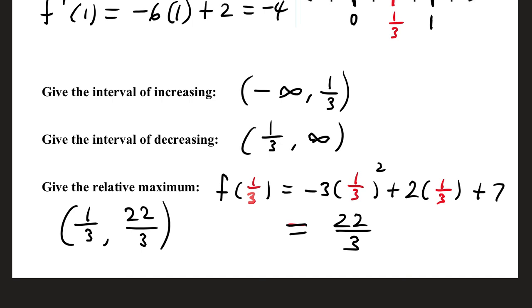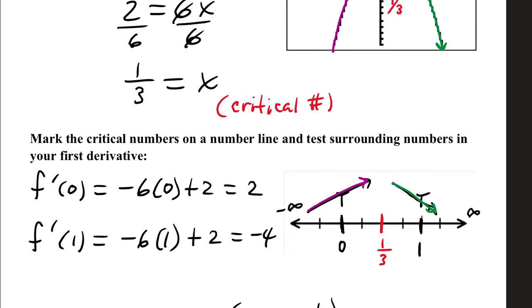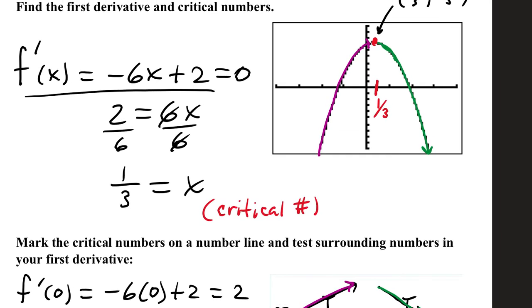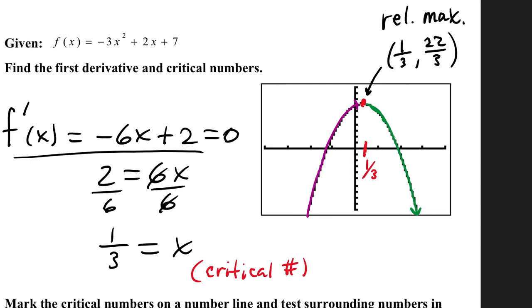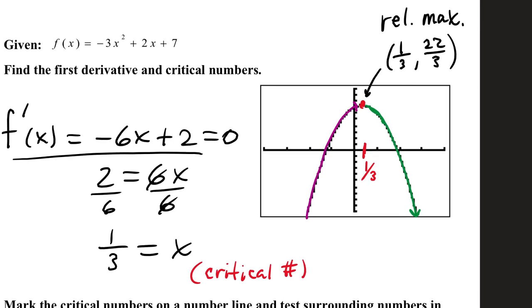Long story short, the critical number is your x value. The answer you get pairs up with it as your y value. And when you go back up and look at your graph, this point is the relative maximum, and it is 1/3 and 22/3 as the coordinates.